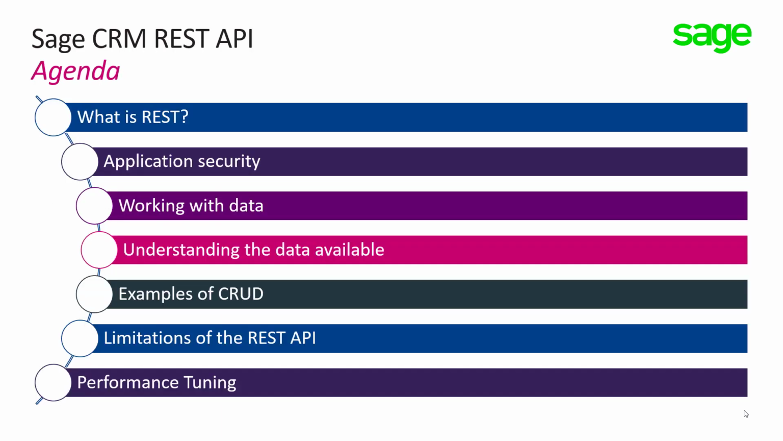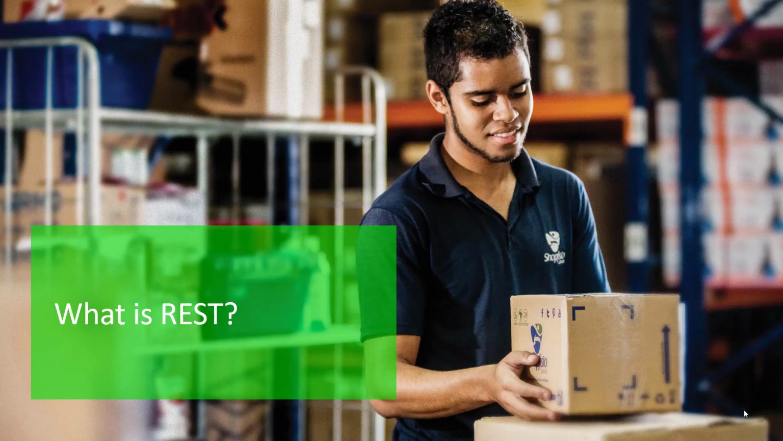Now, this lesson is very much an introduction, but I'm going to consider the following points. I want to think about what REST itself is, how we handle application security, how we work with the data, how we understand the data that's available, and look at some examples of create, read, update, and delete using the API, explore what limitations there might be with the REST API, and think about how we can change its performance tuning in order to get the best out of the API. So let's start with the first question: what is REST?